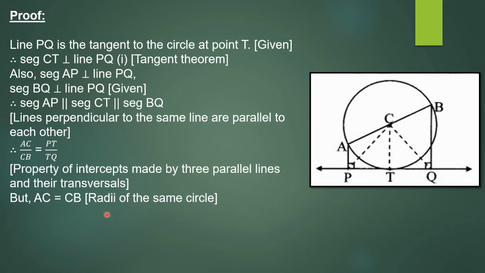So in this proportion, in place of CB, I will substitute AC. So we'll get AC upon AC is equal to PT upon TQ. Now AC upon AC will become 1. So we'll get PT upon TQ equal to 1. And hence we can cross multiply. We can take TQ on the other side and it will be PT is equal to TQ. We'll call this equation 2.